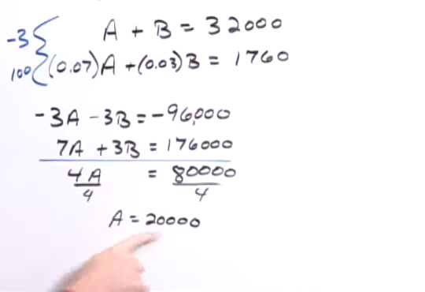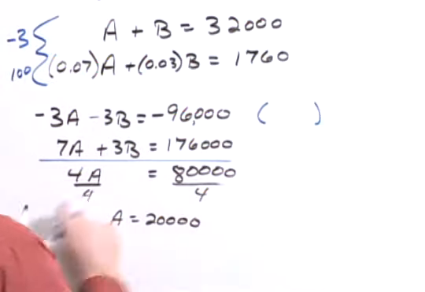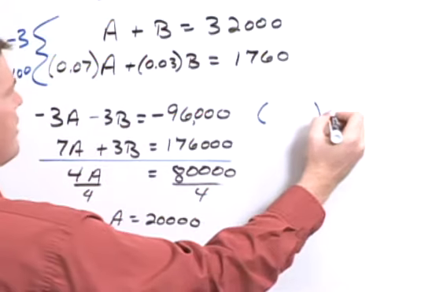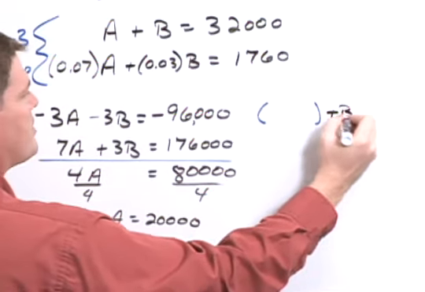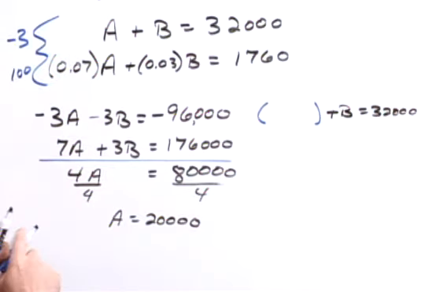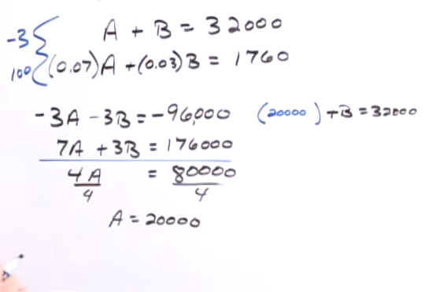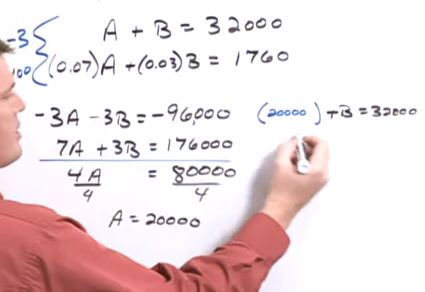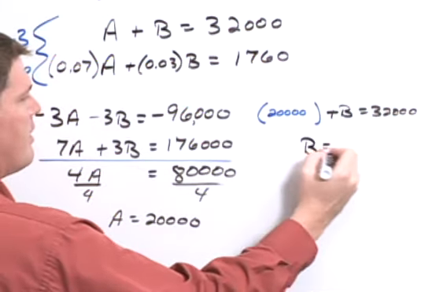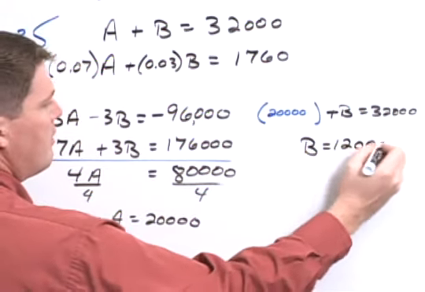Now that I know how much was invested in the A fund, I'm going to use this to find out how much would be in the B. I'm going to substitute that number into that first equation and say A plus B would equal 32,000. Again, replacing the 20,000 for A. Subtracting 20,000 from both sides then, I find that B will be 12,000.